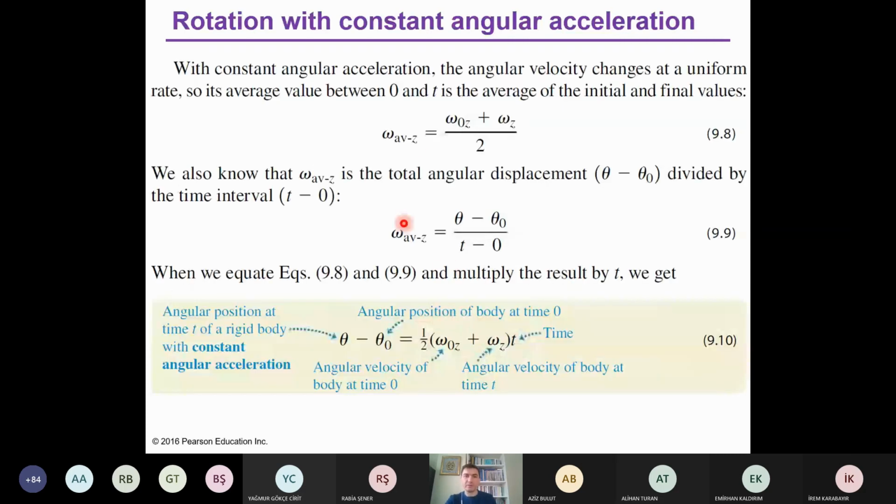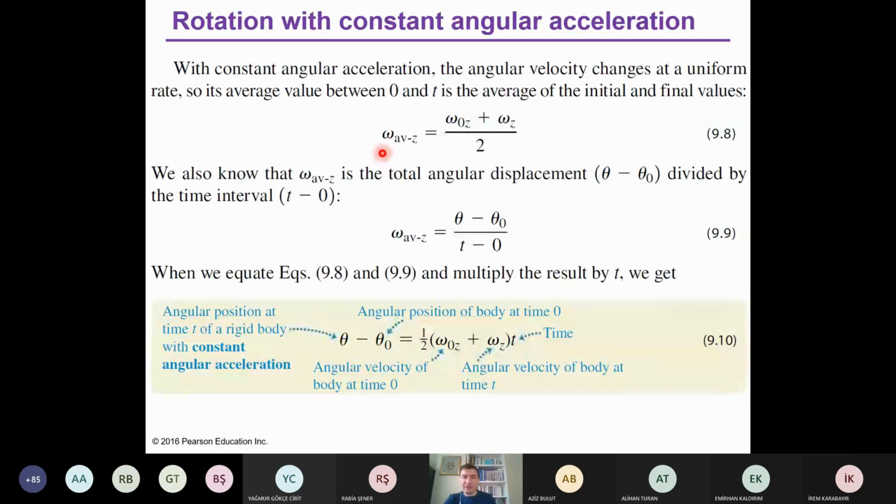And how to get the second one? With constant angular acceleration, the angular velocity changes at a uniform rate. So its average value between 0 and t is the average of initial and final values. We have discussed this information also in the acceleration in linear motion. Okay, you remember this information. This is the average angular velocity, which is given with initial angular velocity when the time is 0 plus final angular velocity over 2, okay? This is the average of initial and final values of angular velocity.